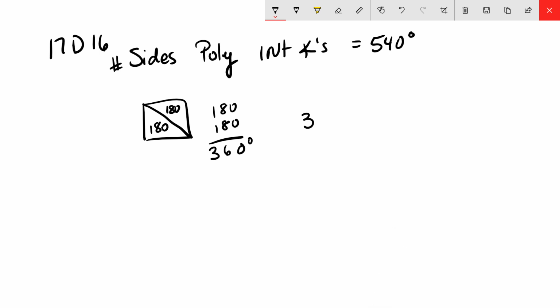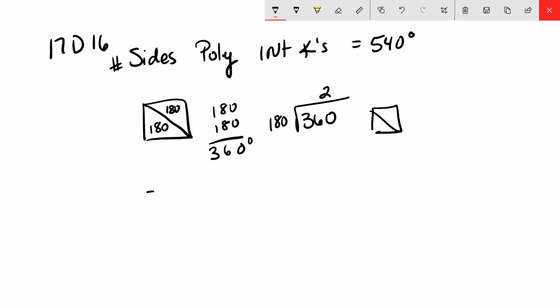So if I was told that there were 360 degrees, I would divide it by 180, I would get 2. So I would know that this is a shape that has 2 triangles in it, all right? If it has 2 triangles, it's going to have 4 sides, okay? It winds up being 2 more.